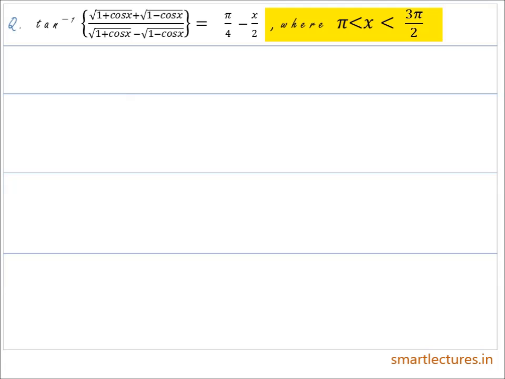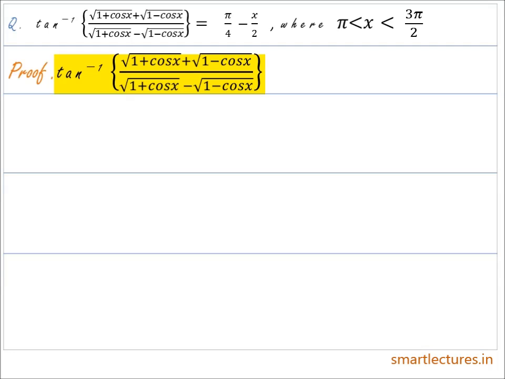Now here left hand side is equal to tan inverse of (square root of 1 plus cos x plus square root of 1 minus cos x) divided by (square root of 1 plus cos x minus square root of 1 minus cos x). Now first we shall simplify the left hand side. So let's simplify this expression.